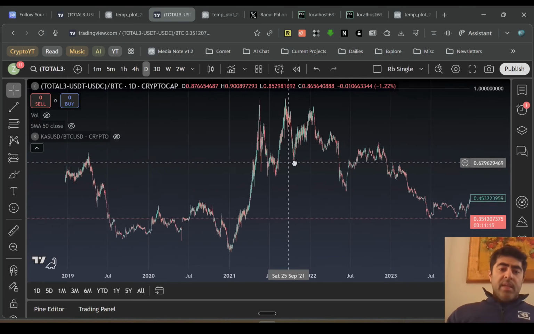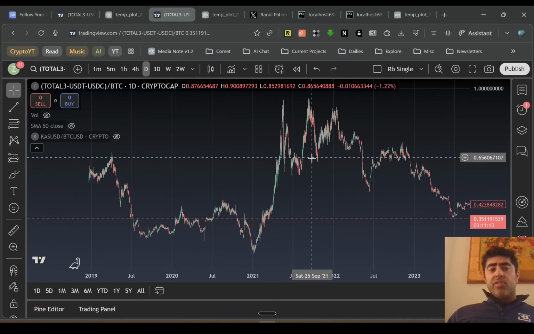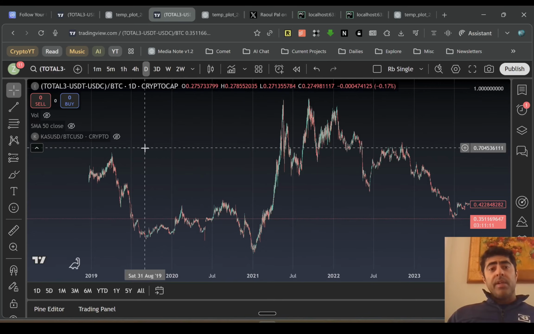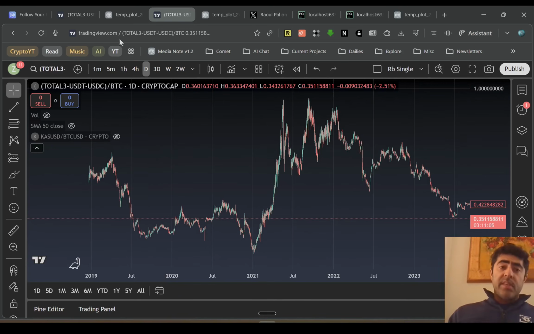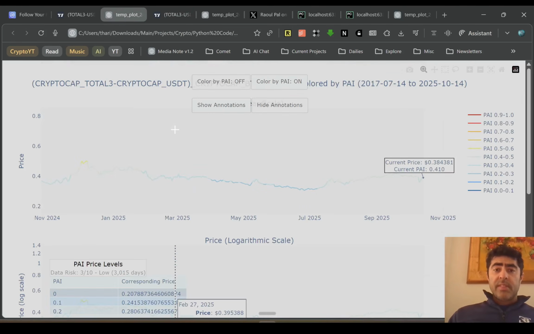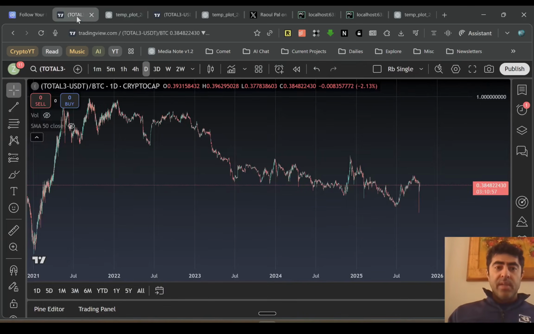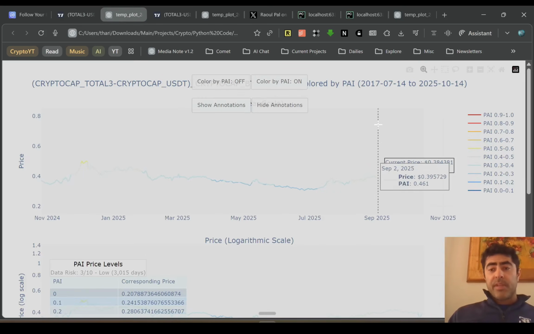What I like to do is apply my PAI metric to looking not just at individual cryptos, but also the overall crypto market as a whole. And you can see that it's really done quite a good job in this case. Here we're looking at the Total 3 minus USDT divided by Bitcoin, the same graph as here, but I've applied the PAI metric to it.